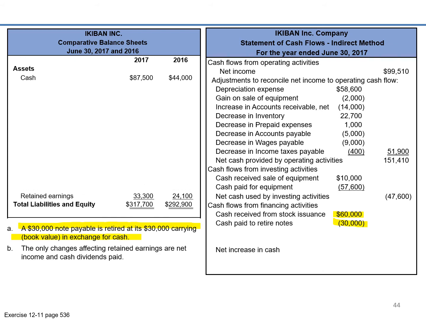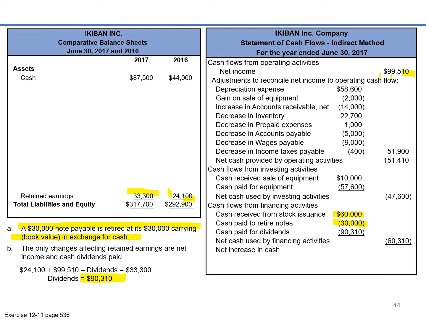And then they told us the only changes affecting retained earnings are net income and cash dividends. So if we use our formula, we know that our net income was $99,510. So $99,510 plus the beginning balance of $24,100, less dividends, whatever those are, would be how we get to retained earnings of $33,300. So we're solving for the dividend number, and the dividends paid are cash going out the door. So that's a reduction of $90,310. So we have net cash used by financing activities, $60,310.